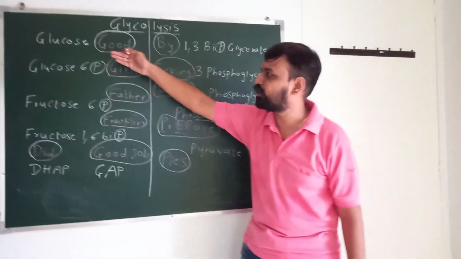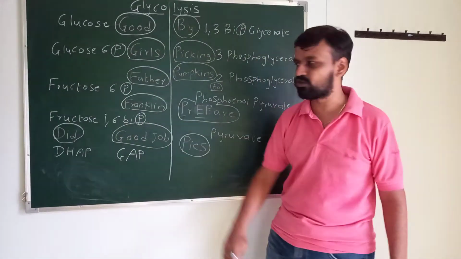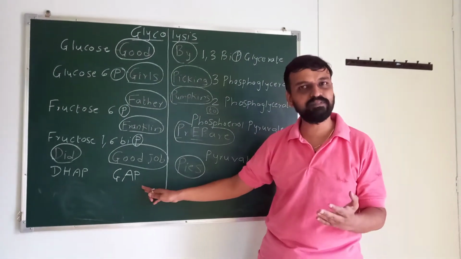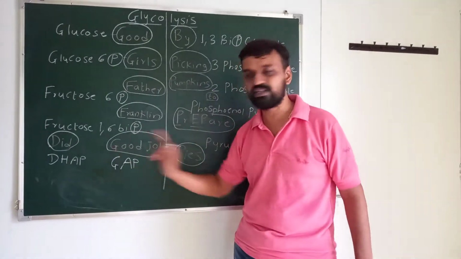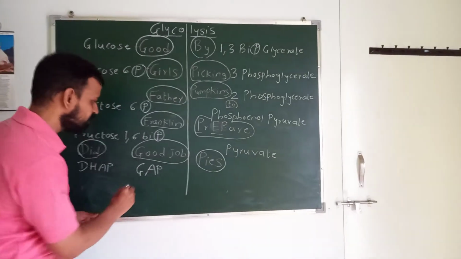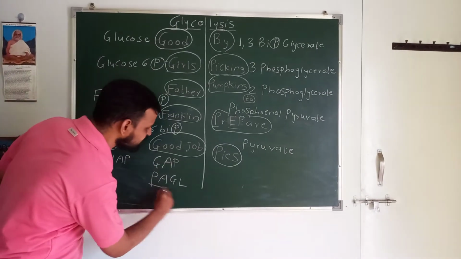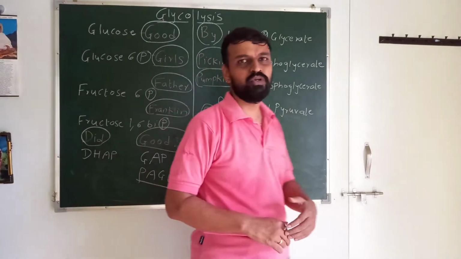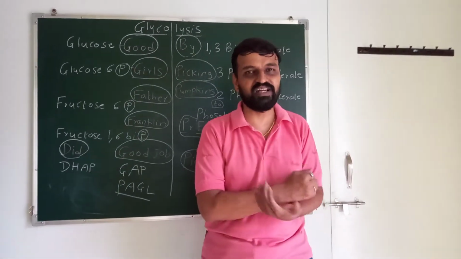Now look at this. Glucose is converted to glucose 6-phosphate, then fructose 6-phosphate, then fructose 1,6-bisphosphate. Then in my language I call these two DHAP and GAP. DHAP is dihydroxyacetone phosphate. GAP is glyceraldehyde 3-phosphate. I also used to call this PAGL, because it is 3-phosphoglyceraldehyde. So it is up to you. You can call it DHAP, GAP or PAGL according to your convenience, because we are simplifying glycolysis.